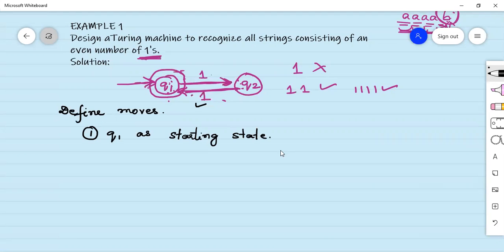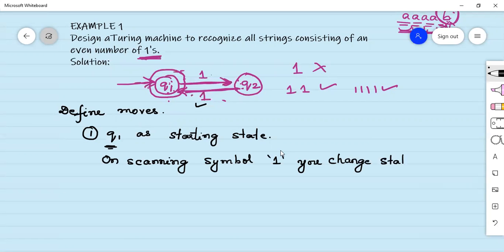So we selected this. What is the next thing you did here? If you are in the initial state and you scan 1, then you will change the state to 2, isn't it? So if you are in this initial state Q1, on scanning symbol 1, you change state to 2, isn't it? You move to Q2, right?